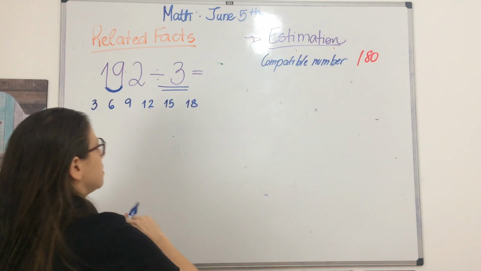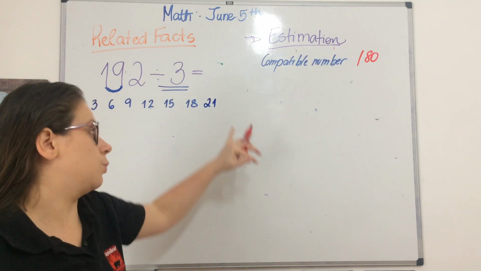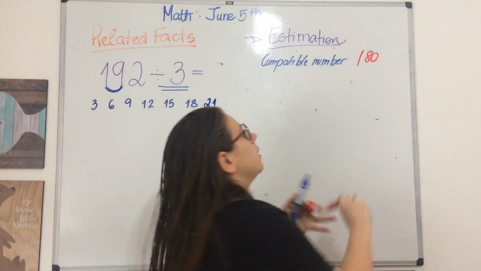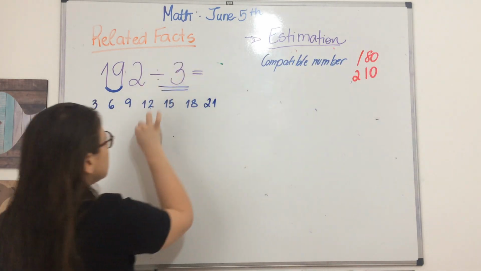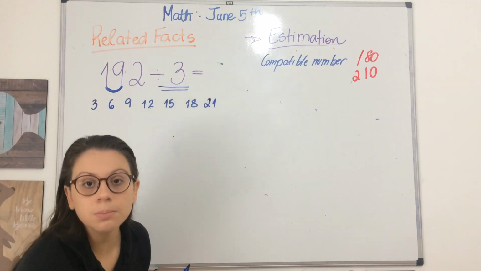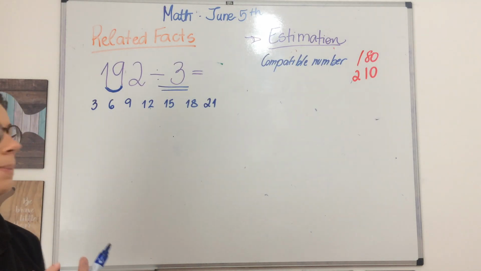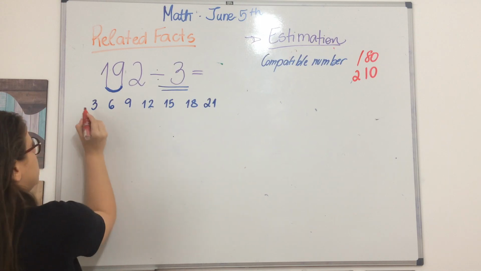Teacher, can I go to the next number? Your next number would be 210. It would be 21. You could go to the comparable number to the 210, but in the related facts, you couldn't go to the 21 because it's more, okay? It's more.